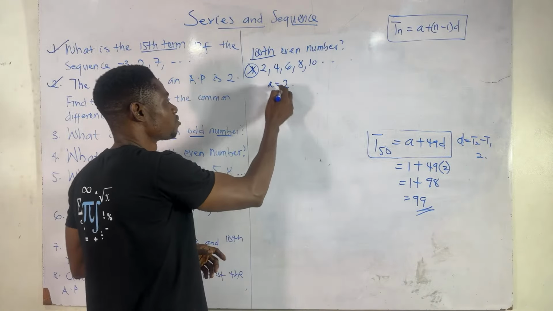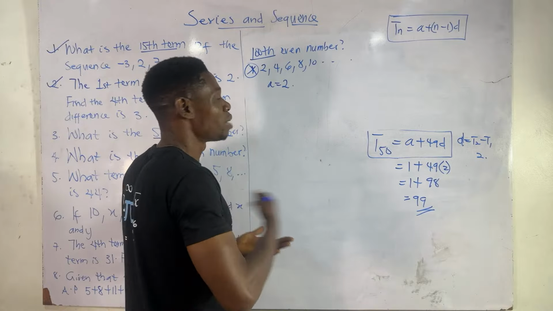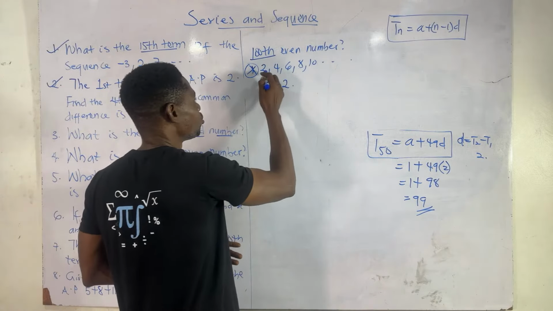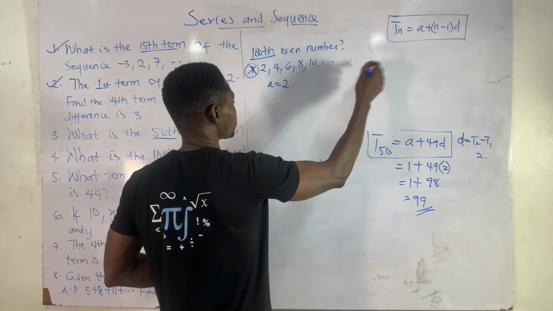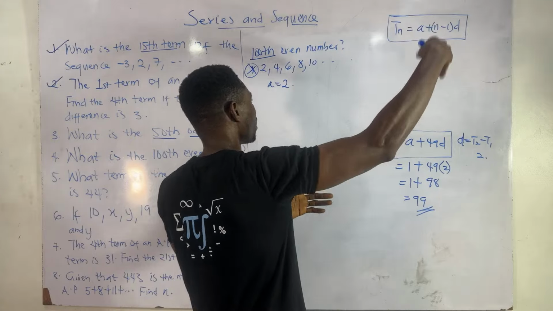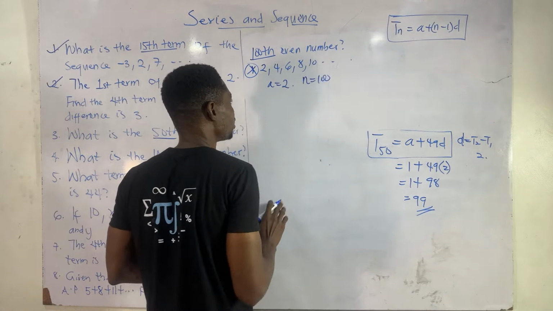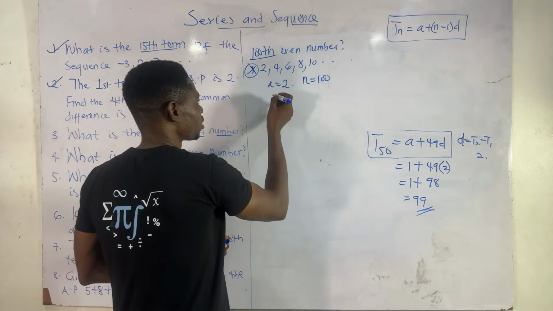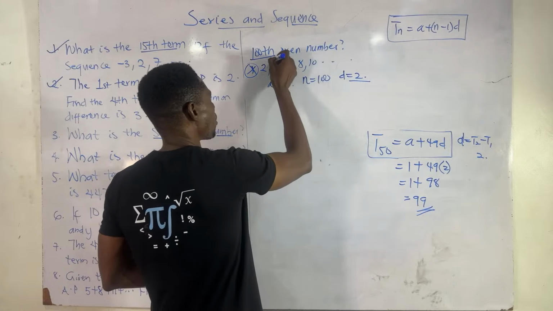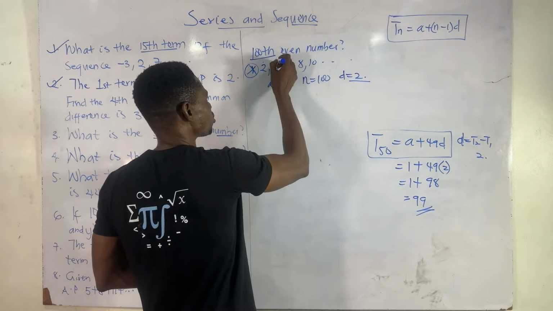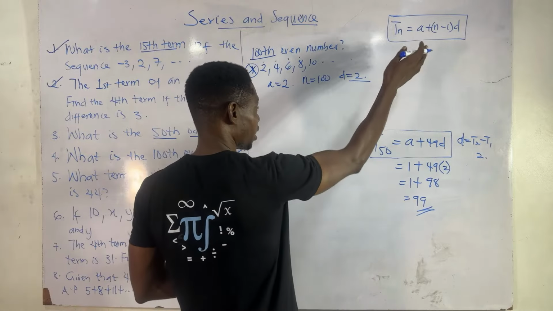So 2 is an even number. All numbers that are divisible by 2 are even numbers. And when they form a sequence like this, you have 2, 4, 6, 8, 10, 12, 14, 16, and so on. So we're looking for number 100. So our n is 100, right? And our common difference is also 2. How did I get this 2? 4 minus 2, 2. 6 minus 4, 2. 8 minus 6, 2. So common difference, we've explained that earlier.